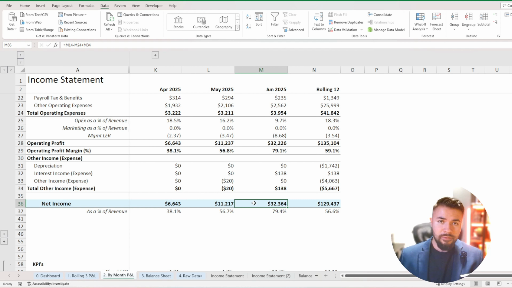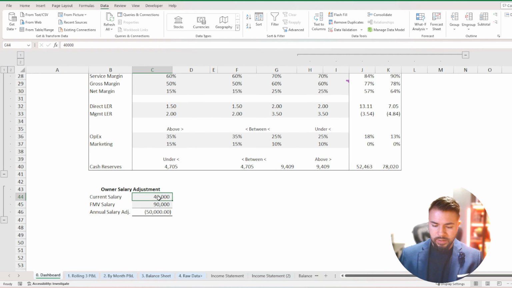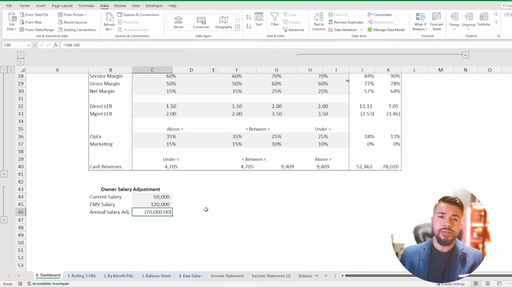Well, the first driver is your owner's salary. What I mean by that is the W-2 wage you pay yourself. For example, if right now as a business owner you're paying yourself $50,000 in salary, but if you were to hire someone on the marketplace to take over your duties, you would need to pay them for their skill level and expertise $120,000. What you're doing is overstating your profits by $70,000 per year.